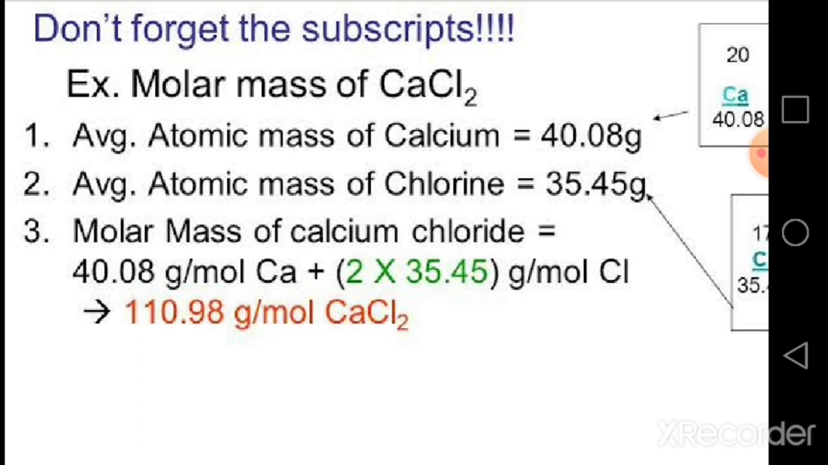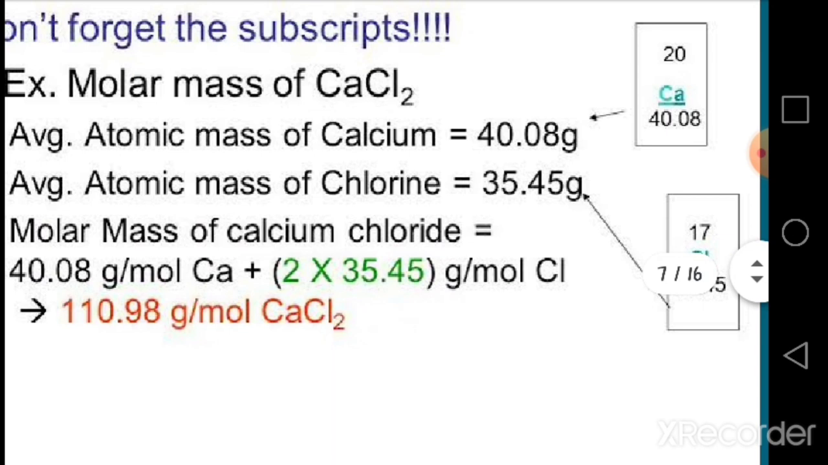Calcium chloride has 1 atom of calcium and 2 atoms of chlorine. So we have to put the atomic mass of calcium and twice the atomic mass of chlorine. Then we will be able to get the molecular mass of calcium chloride, which is about 110.98. If we take this 110.98 molecular mass of calcium chloride and express it in grams, then we will be able to get 1 mole of calcium chloride.